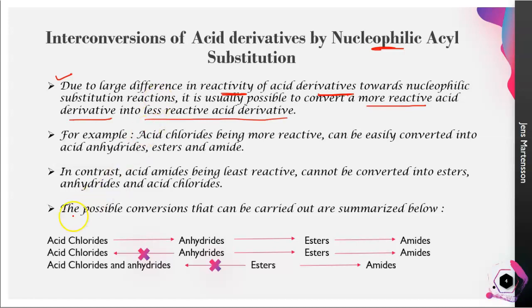For example, your acid chloride is getting converted to the anhydride, esters and amide. While your anhydride, being less reactive as compared to acid chloride, will not give back acid chloride, but it is more reactive than esters and amide, so it gets converted into esters and amide. Also your ester is less reactive as compared to acid chloride and anhydride, so it is not going to give back these two acid derivatives, but it can possibly get converted to amides because ester is more reactive and amide is least reactive.